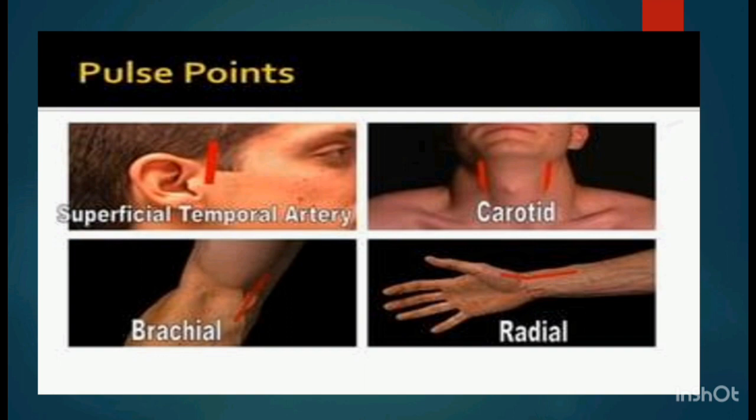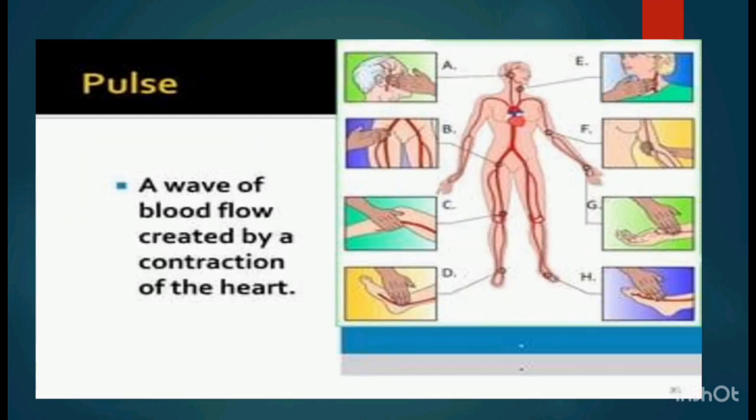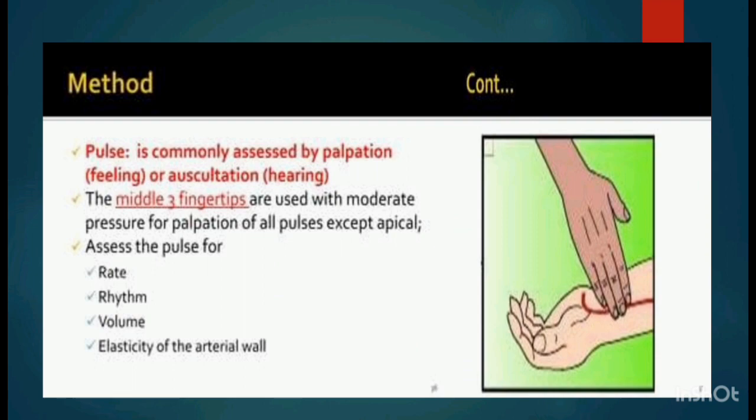So in this picture you can see the pulse points where you can measure a pulse. Superficial temporal artery, carotid pulse, brachial pulse or radial pulse. Others are femoral, popliteal, posterior tibial, and dorsalis pedis. Pulse is a wave of flow created by the contraction of the heart in different parts of the body.